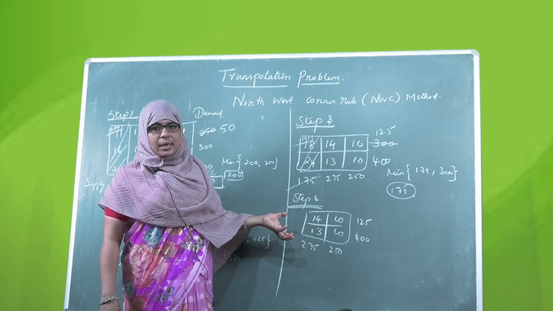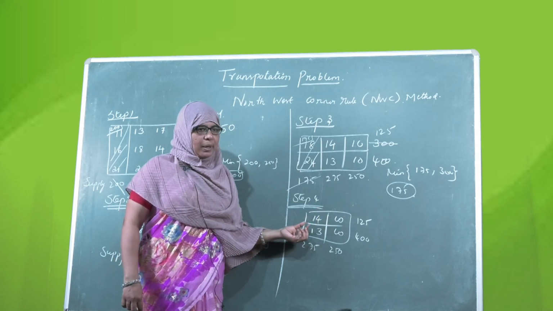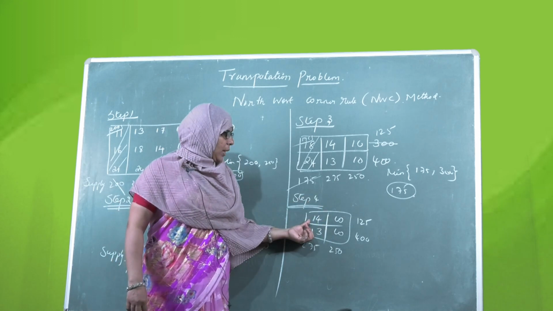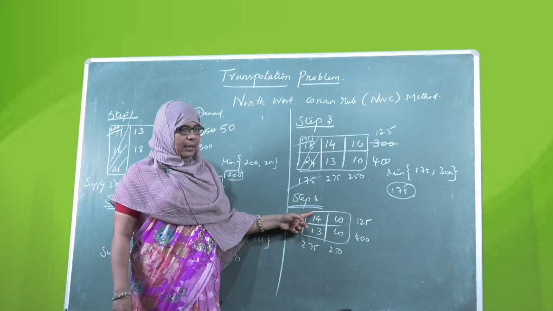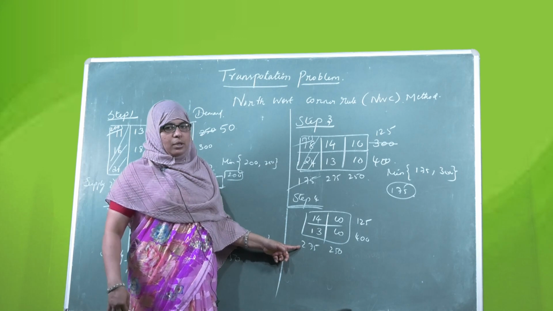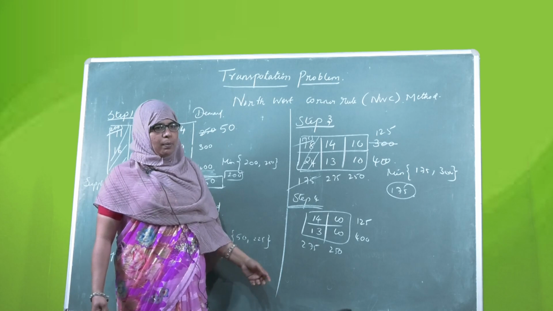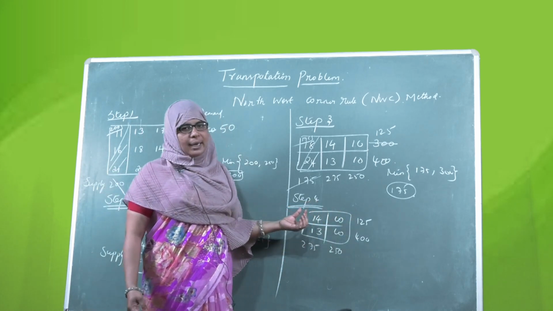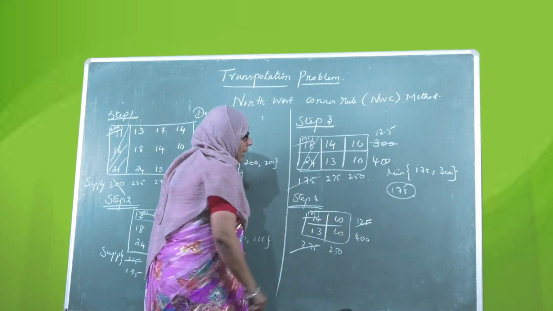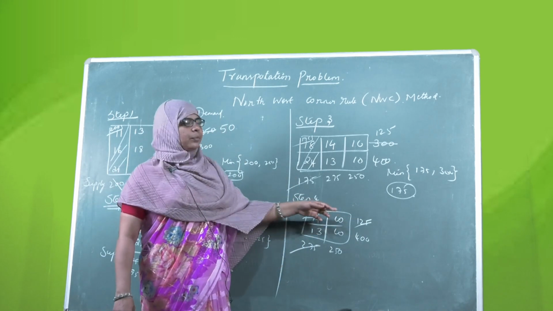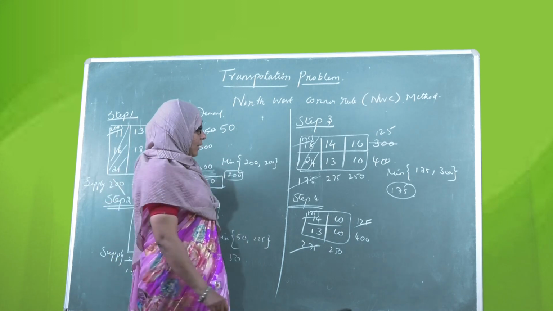Which one is the northwest element? Correct, 14 is the northwest element. What is the row element of 14? 125. And what is the column element of 14? 275. So which one is minimum? Obviously 125 is minimum, so you have to select 125 for the allocation. Next, you have to subtract 275 minus 125.